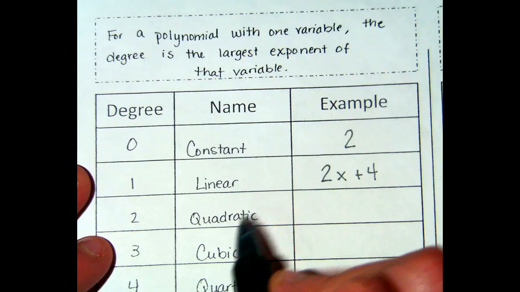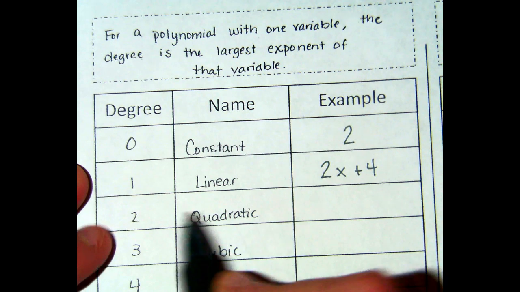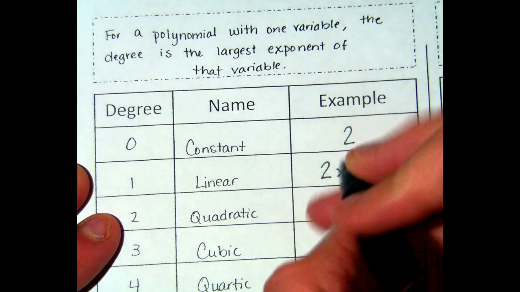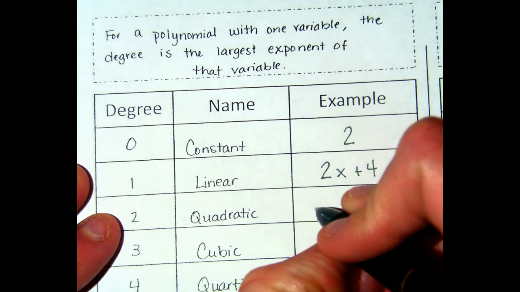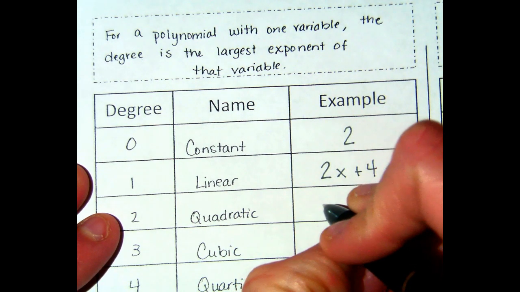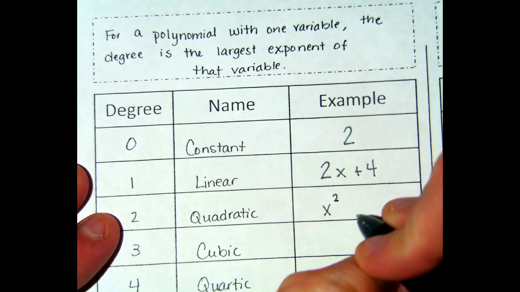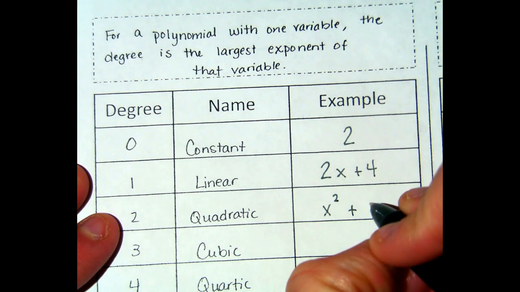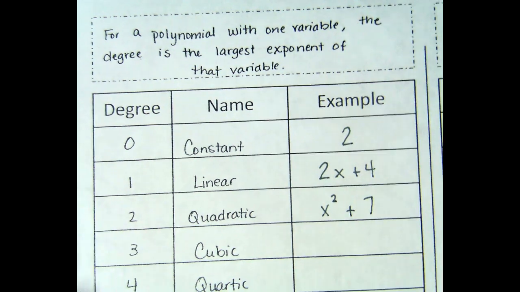Alright? The word quadratic means it has a degree of 2. So that means we need what with our x or variable? An exponent of 2. So somebody tell me something that's got an exponent of 2. Okay, x squared. I'm going to add a number or something back there. Okay. That's a quadratic because its biggest exponent is 2.